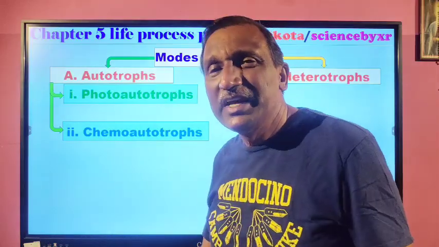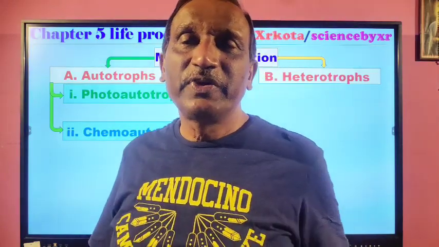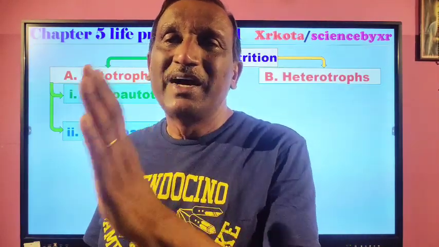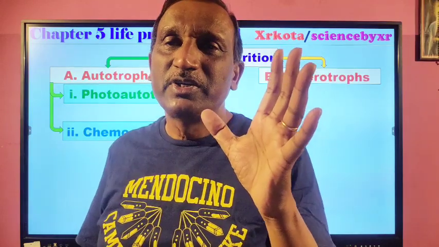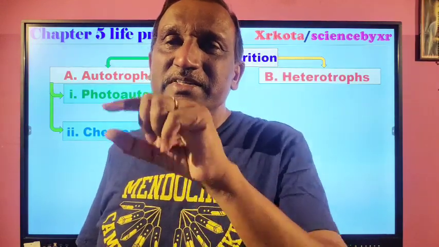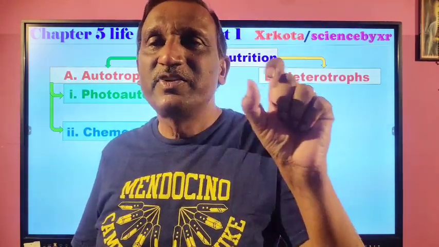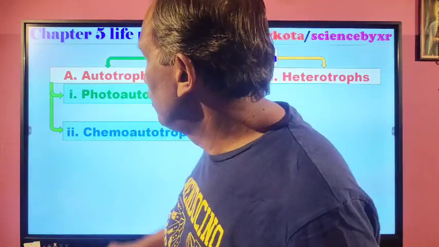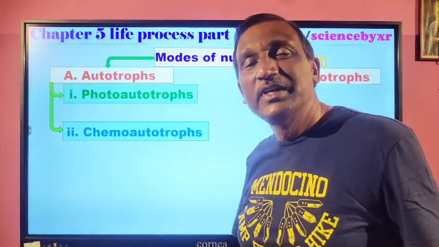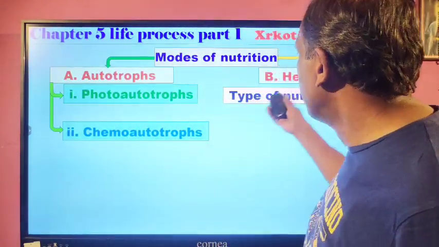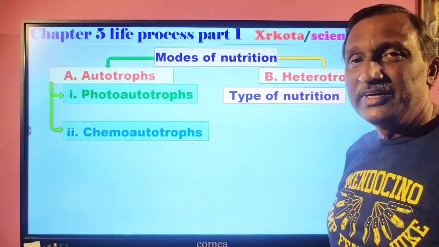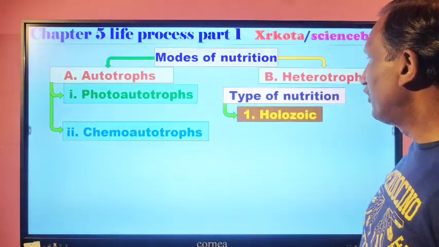And if they are deriving their energy by oxidation of inorganic substances like iron, like sulfur, like nitrogen, so when they oxidize these and the energy is released, and this energy will be used for preparing their food, then they are called chemoautotrophs. Chemoautotrophs are generally microorganisms. Okay, heterotrophs, so they have different types of nutrition. Okay, now what are the types?